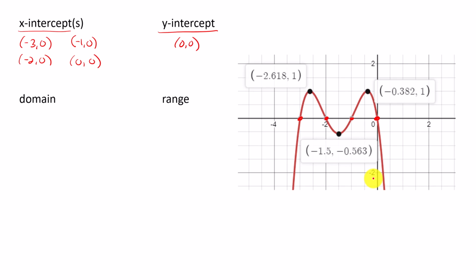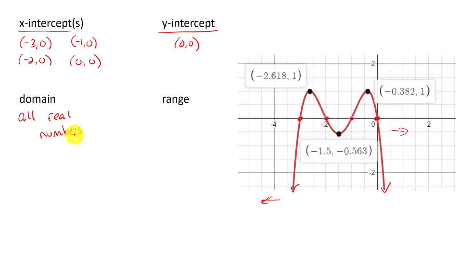Okay, domain. Remember, we're looking for x values, and this has an arrow technically, and this has an arrow. It's going to keep on going. So this one's going to keep on going, and it's going to get wider this way. It's going to get wider this way, so all these x values are okay. And this one's going to get wider this way, so all of those x values are okay. And so my domain is all real numbers.